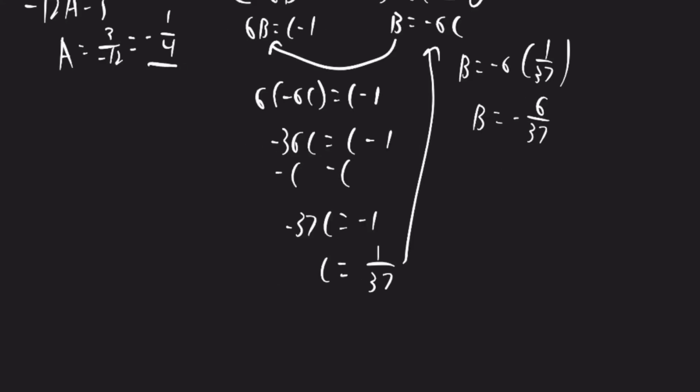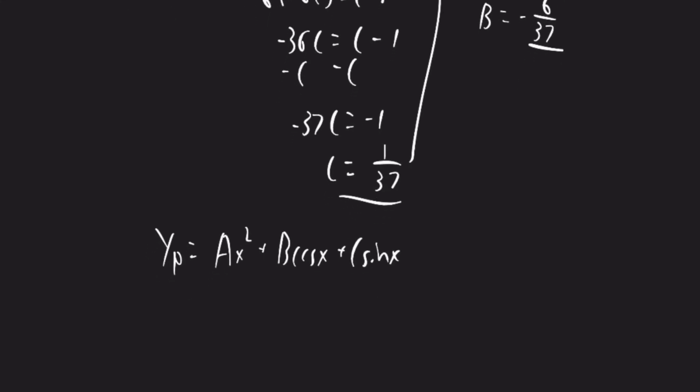Now that we have a, b, and c, I'll rewrite yp. It was equal to a x squared plus b times cosine x plus c times sine x. We found that a was negative 1/4, so yp will be equal to negative 1/4 x squared. We found that b was negative 6 over 37, so it'll be minus 6 over 37 times cosine x. And we found that c was positive 1 over 37, so it'll be plus 1 over 37 times sine x.